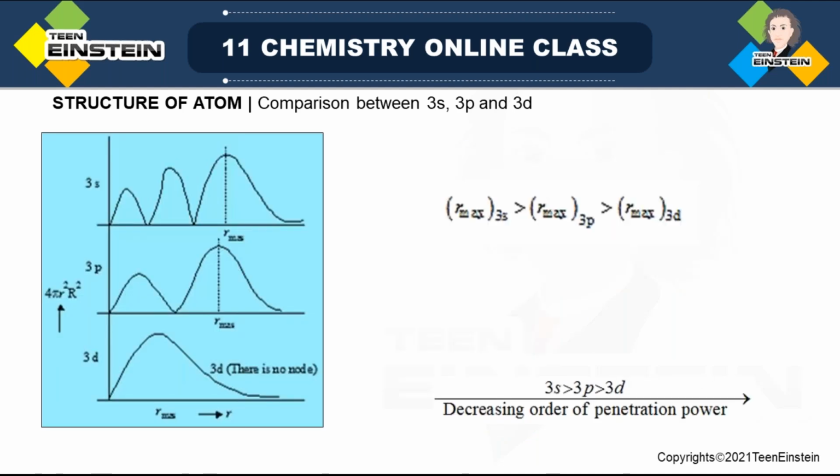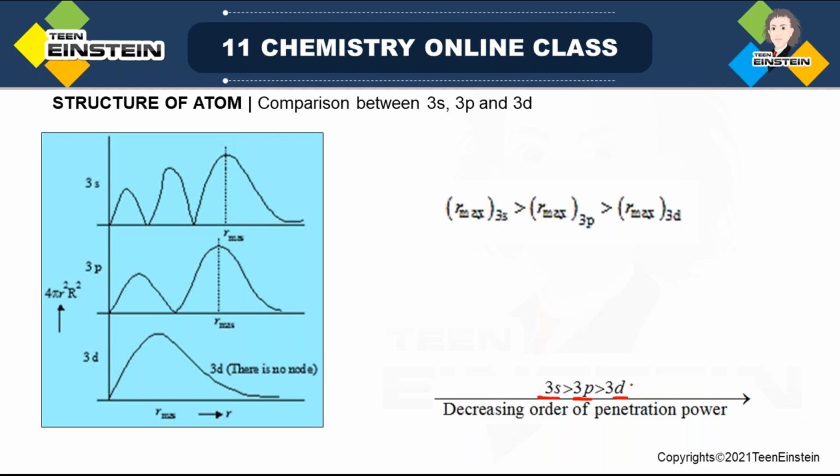Now, if we compare these 3s, 3p, 3d, their penetration power, fine. So penetration power, if we want to check, we know that 3s is more penetrating compared to 3p, and 3p is more penetrating compared to 3d. Now, penetrating means it moves towards the nucleus. There will be some approach. So that is why penetration power is maximum for 3s.